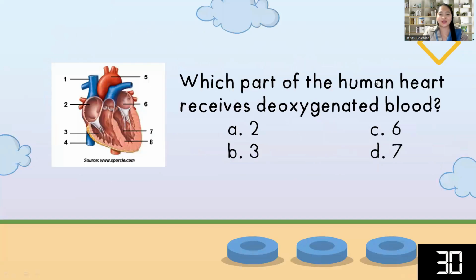Okay, question number 23. Use the figure on the left side to answer this question. Which part of the human heart receives deoxygenated blood? Is it A, 2, B, 3, C, 6, or D, 7? Please key in your answer in the comment section.